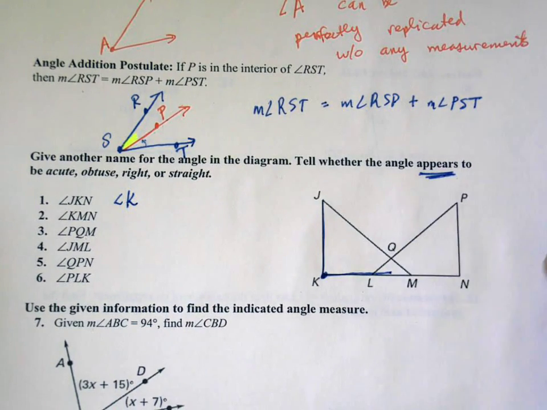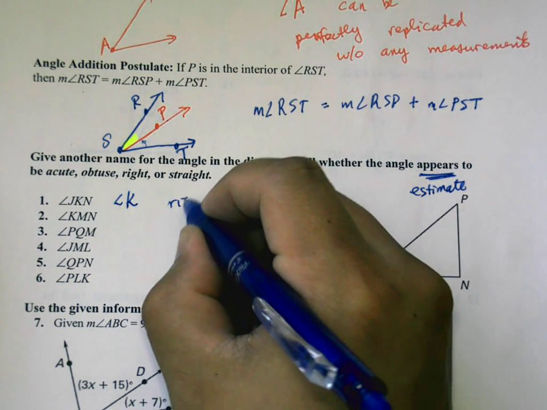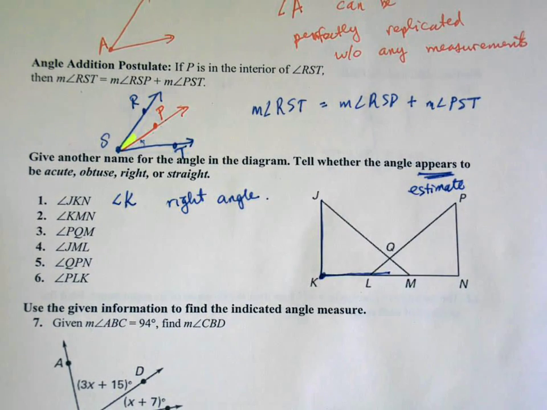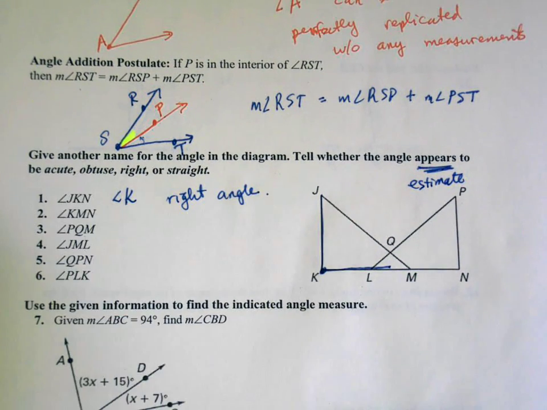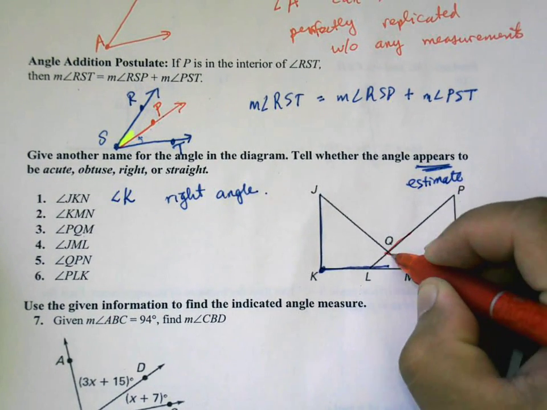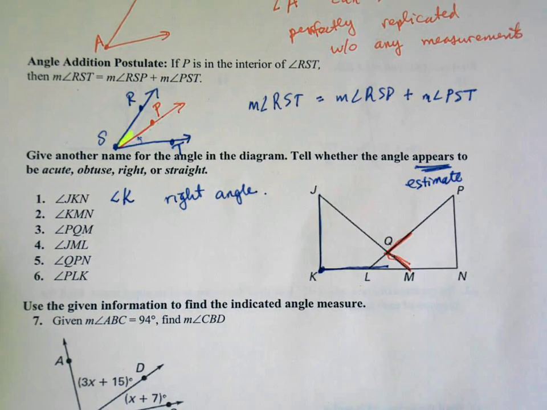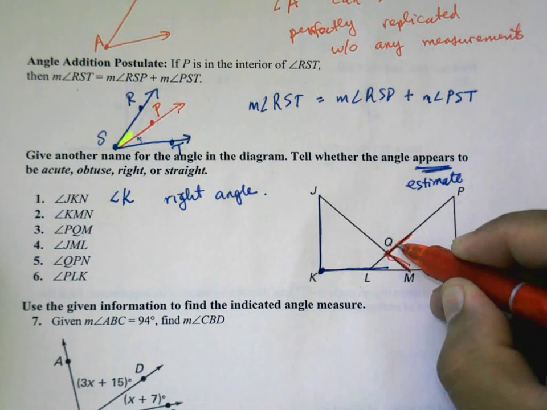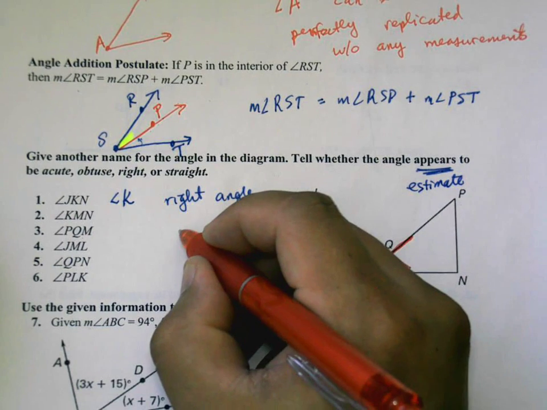And it appears, so the word appears here just means that we can estimate. So this looks like it's a right angle. I'm going to skip around a little bit. Let's see, angle PQM. So PQM is this one right here that I'm sort of highlighting in red. And from the estimation here, it looks like this angle is acute.